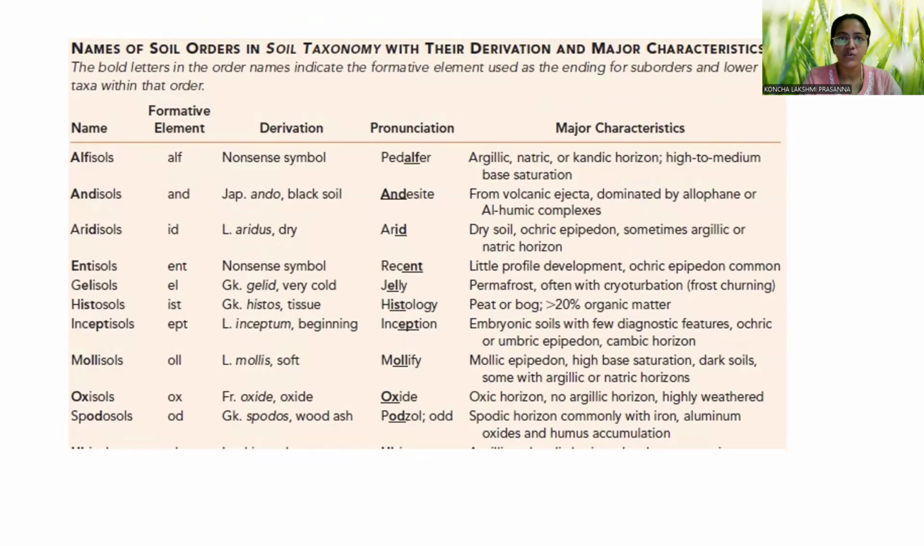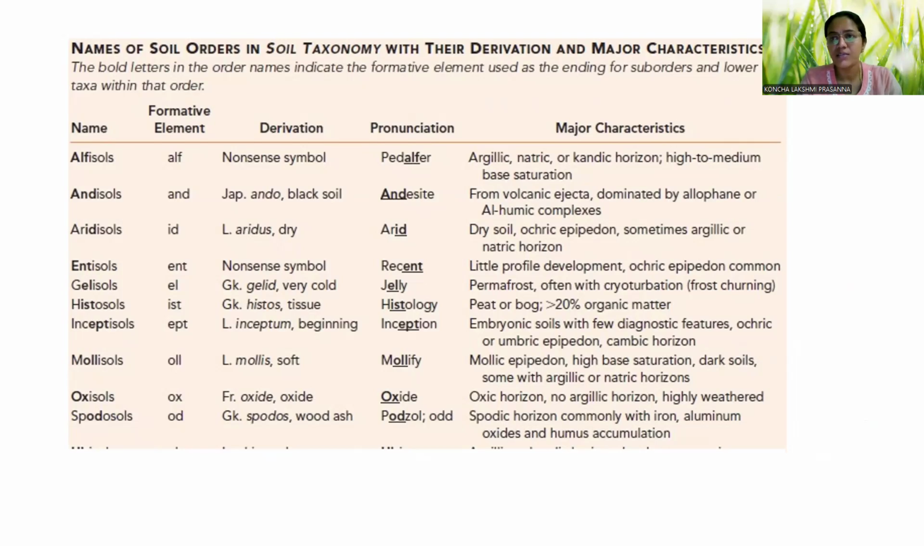Here are the 12 types of soil orders, with their formative elements and major characteristics, derived from the specific words. Alfisols: the formative element is alf, and the major characteristics are an argillic horizon and base saturation. Andisols have the formative element and, and it comes from the Japanese word for black soil.